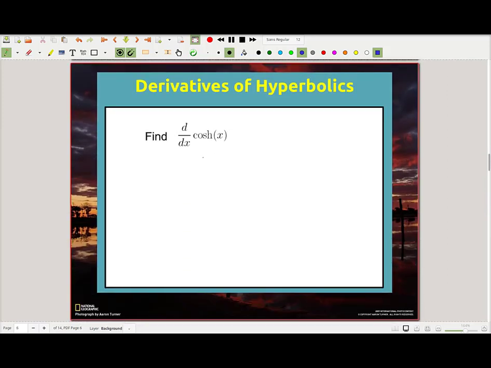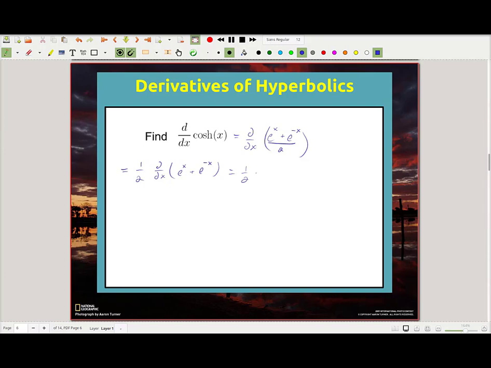Alright, let's look at the derivative of cosh. You might take a guess at what this is, but let me just run through it really quick, because your guess is not going to be right. Cosh is e to the x plus e to the negative x all over 2. Again, I'm going to take that 1/2 out and take the derivative of e to the x plus e to the negative x.